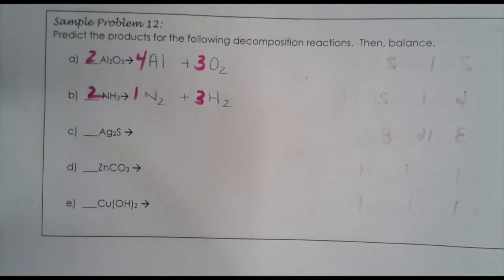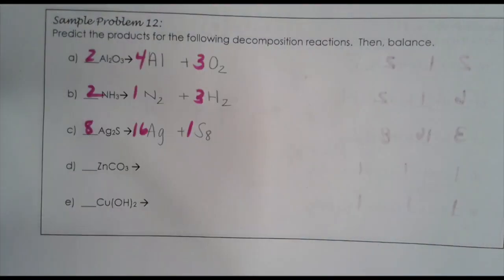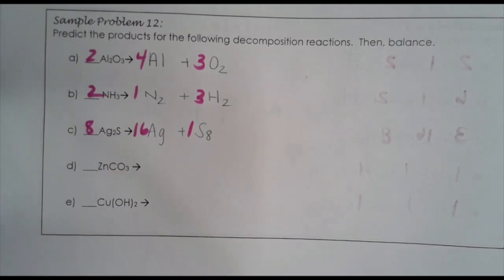You try C, so pause the video and write the products for C. And there you have that one. Be careful, sulfur is one of those that comes in groups of 8, so you do want to write S8 as one of your products. And your coefficients would be 8, 16, and 1. It also does not matter the order in which you write the products. You can write sulfur first and silver second. The only time it matters is when you're writing a brand new compound.